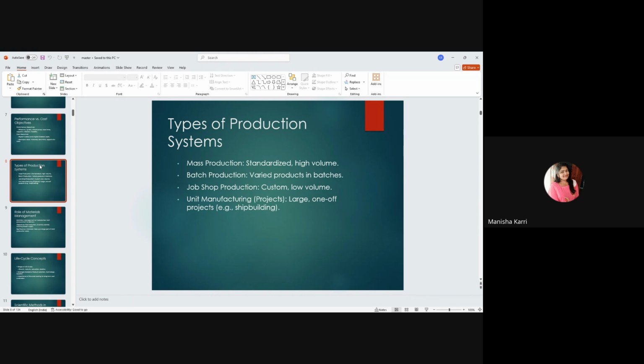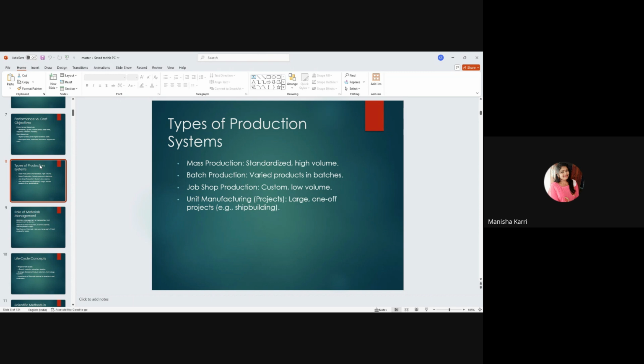A system where products are made in batches. Each batch can vary slightly or significantly from others. It will produce a limited number of products before switching to another batch. Very good for producing seasonal or limited edition items.